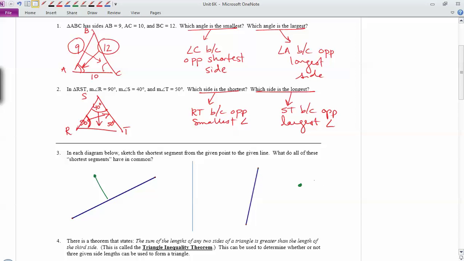Oh, let me do that a little bit better. Like that. And the key to these is that they form right angles, right? So shortest segment is perpendicular to the line.